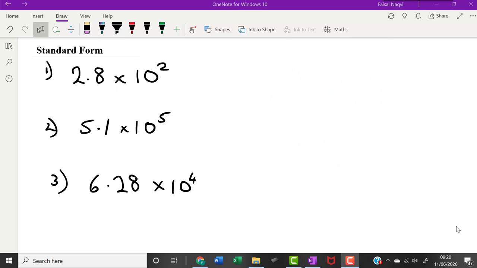Take a look at these 3 questions. Turn them from standard form into ordinary numbers. Press pause and we'll go through them in a few seconds.